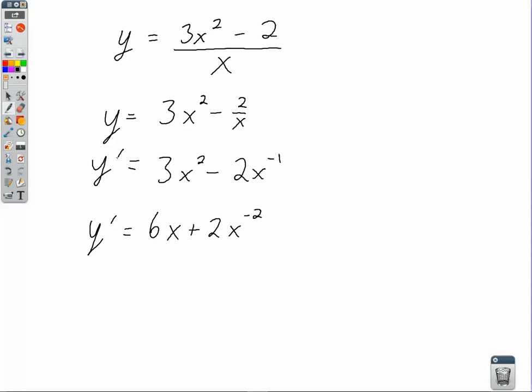And sorry, I forgot my prime right there. Oh no, that wasn't the prime. Never mind, because that was still just rewriting the function.